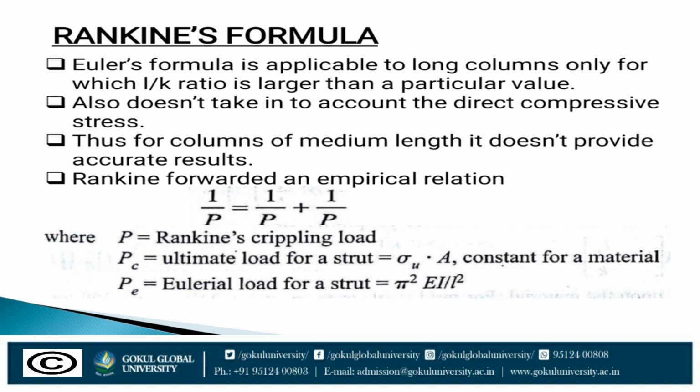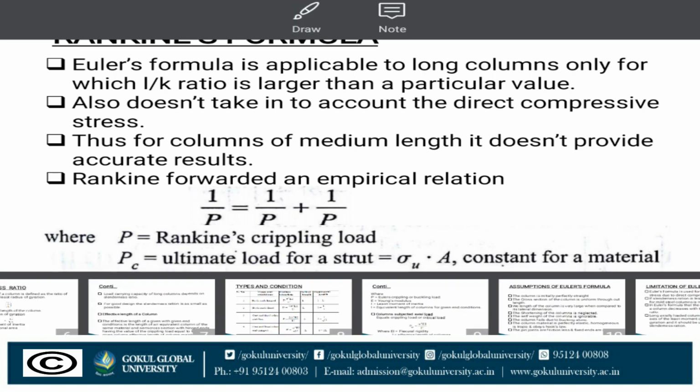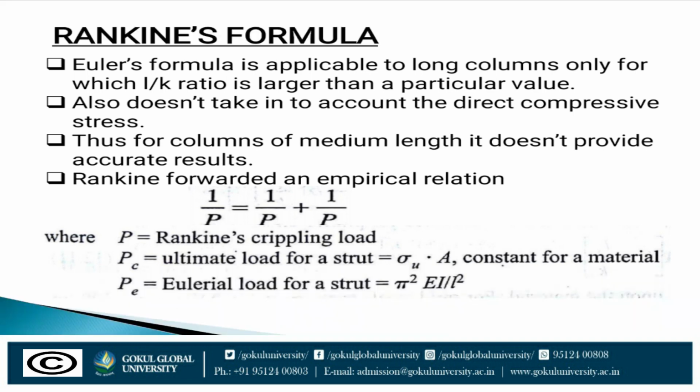That time Rankine put forward an empirical relation: 1 upon P is equal to 1 upon PC plus 1 upon PE. So, P is the Rankine crippling load, PC is the ultimate crushing load, and PE is the Euler's critical load, equal to pi square EI upon L square, which is Euler's formula. PC is equal to sigma U into A, which is a constant for the material.